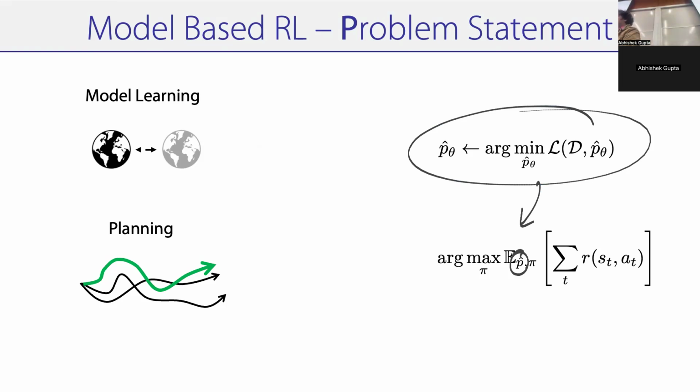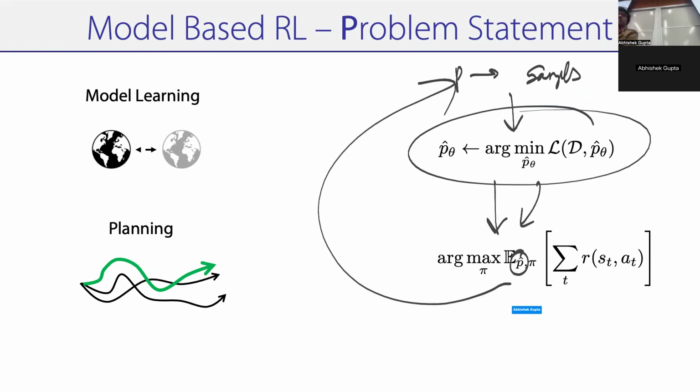Then I'm going to play those decisions in the real world in P. So I don't know P. I'm going to get samples from P. Right? Samples are going to be used to train P hat. I'm going to figure out how to make best decisions in P hat, play those decisions in the world, get more samples, repeat.